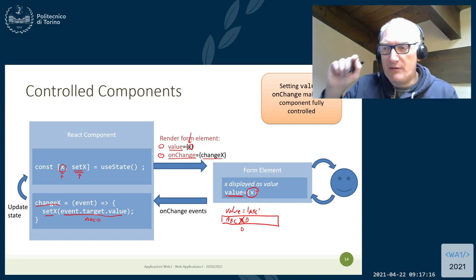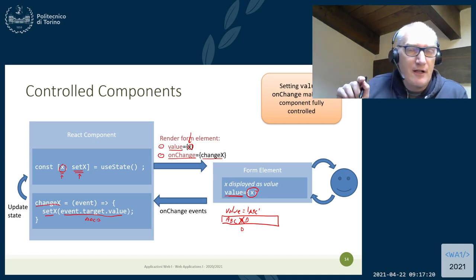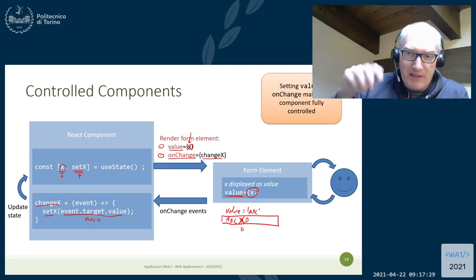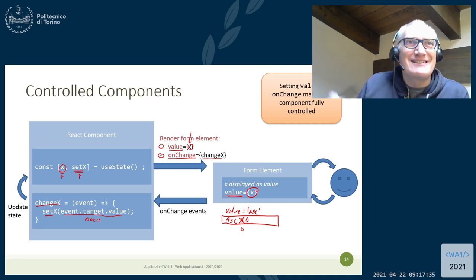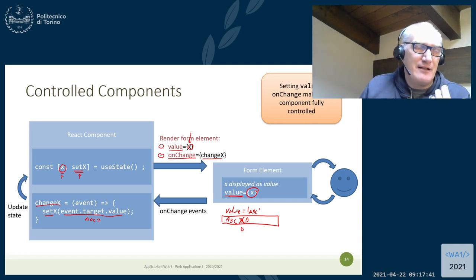Every time we type a keystroke, at every single keystroke, we generate an event, we capture this event, we update the state by scheduling a state change, and we re-render the component every time. So we are not letting the browser handle the keyboard itself. We are controlling it in our code.